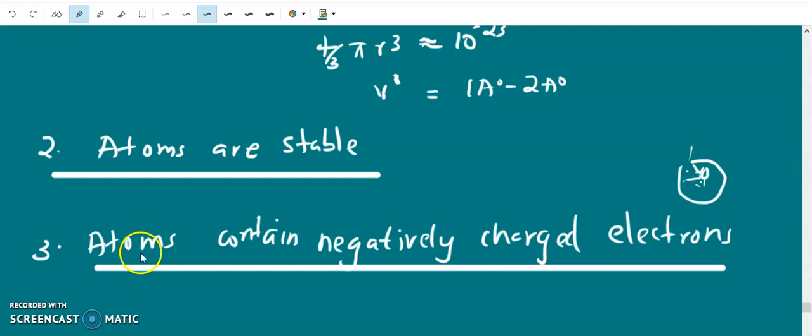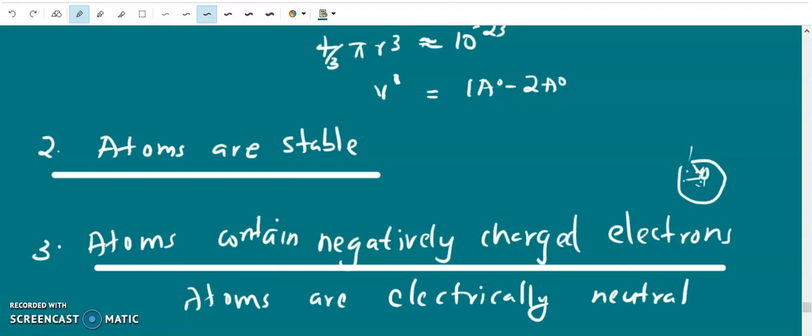And the third property is that atoms contain negatively charged electrons, but as a whole the atom is electrically neutral. We have already seen that when we disturb the atoms or a collection of atoms with some force, the electrons are emitted. We learned this in the Compton effect and in the photoelectric effect. The electrons are emitted from the surface of the atoms.